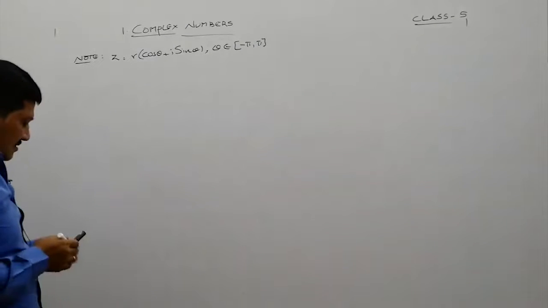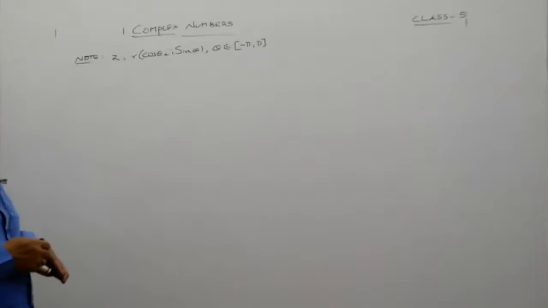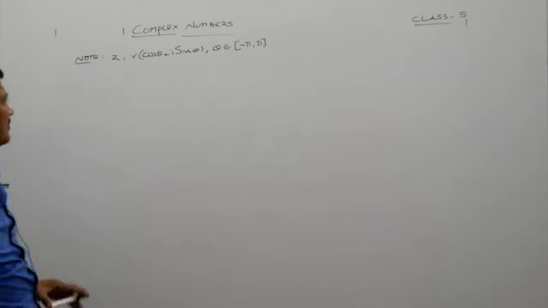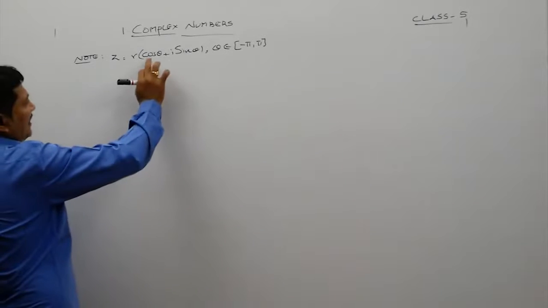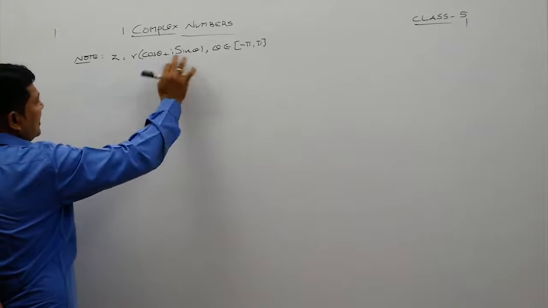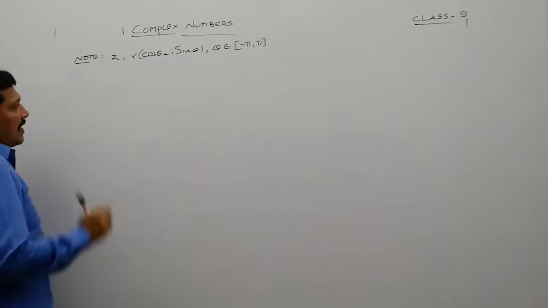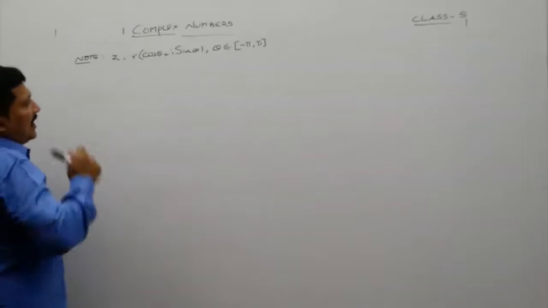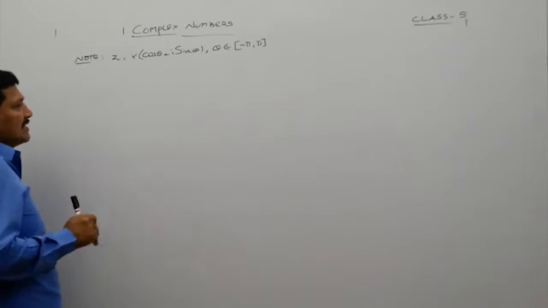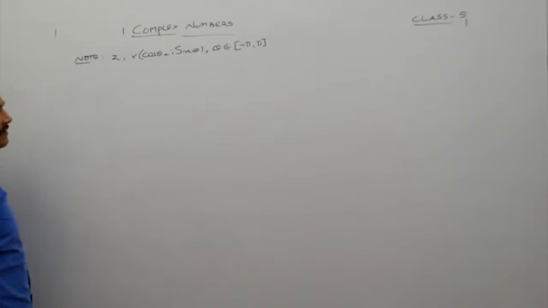Now here, in deciding r, it's very simple. r is equal to root of x square plus y square. But here, according to the signs of cos and sine, we have to choose the values of theta so that it will become the principal argument.